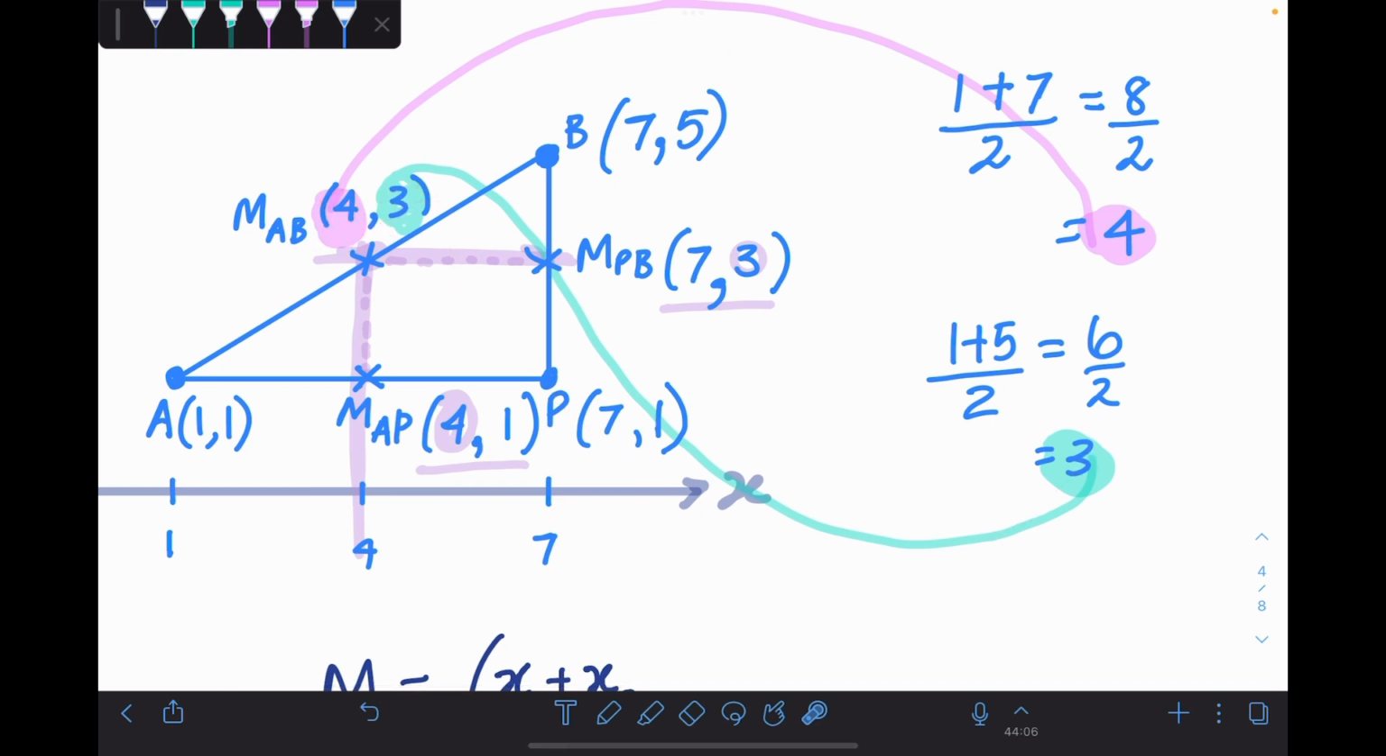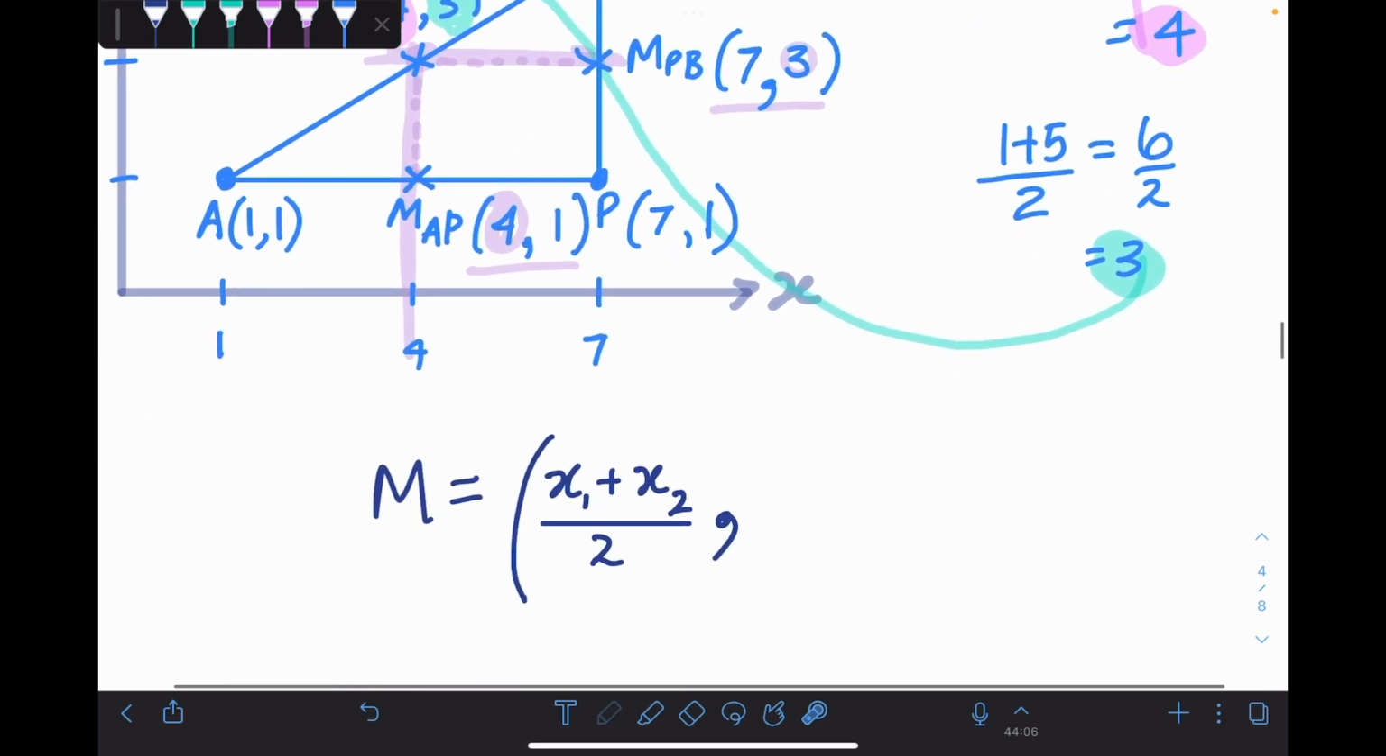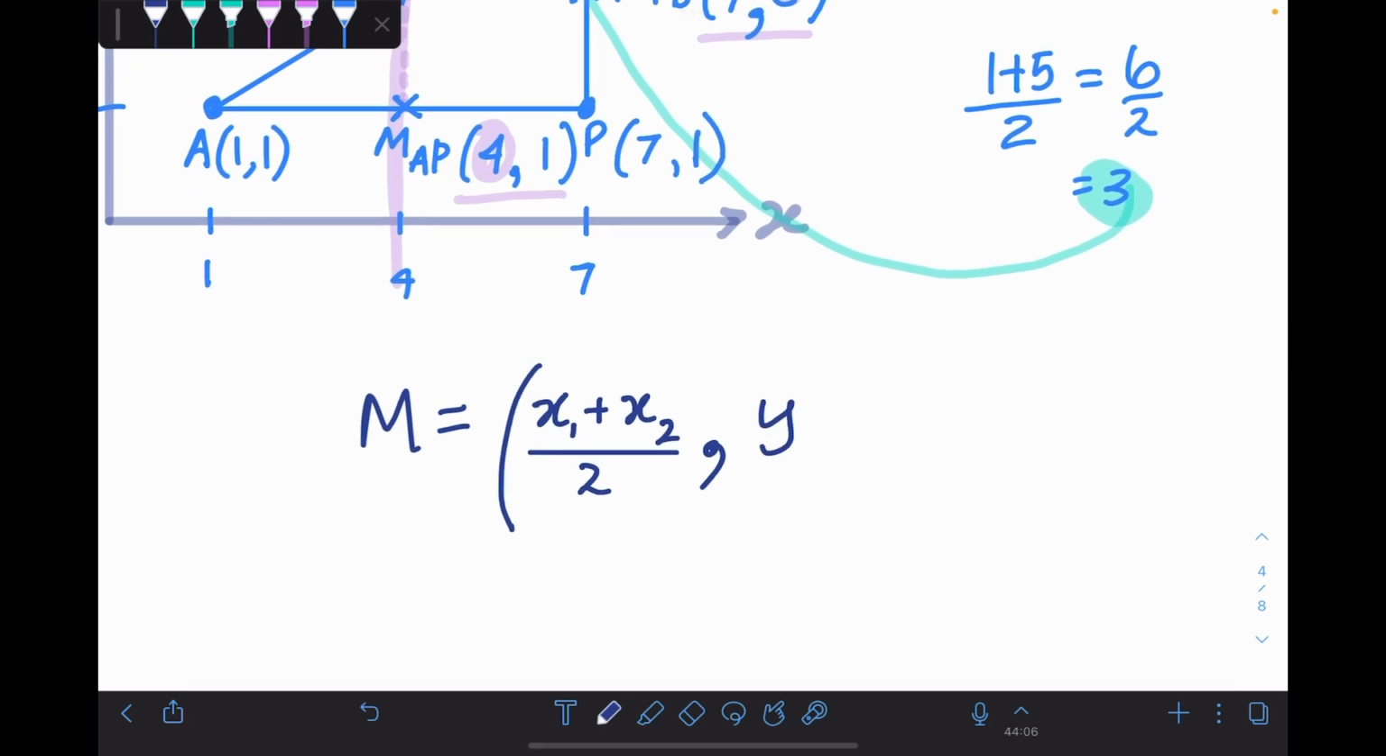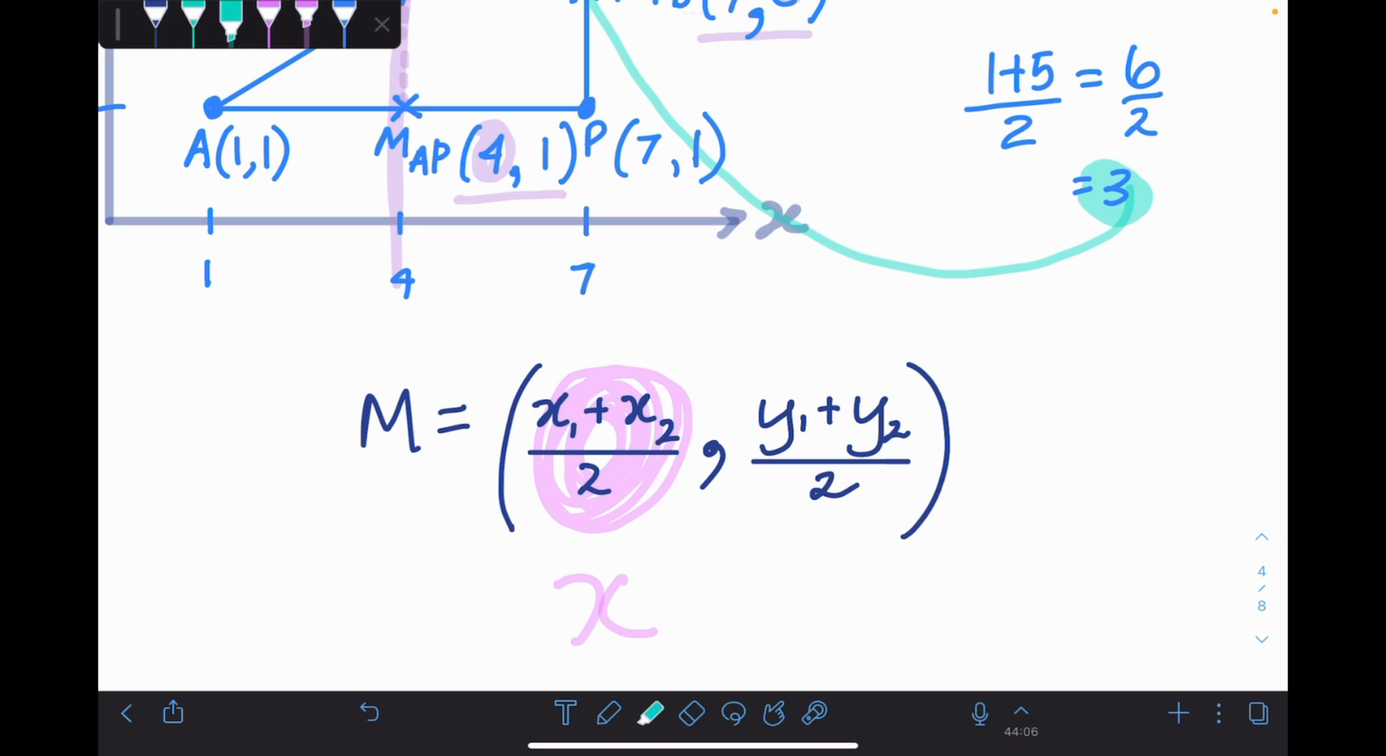Your y is the exact same, but now it's the y values that we had. So to write that, it's our first y value plus our second y value divided by 2 and close brackets, because our answer is a coordinate point. This whole thing here will give me my x coordinate point, and this whole thing here will give me my y coordinate point. Yeah, just like we saw earlier.